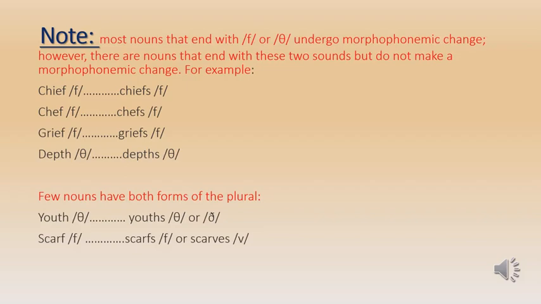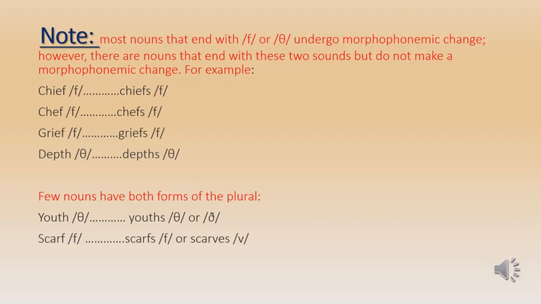In addition to that, few nouns have both forms of the plural, the regular plural and the morphophonemic plural. For example, the noun youth. Youth ends in th. We can make it plural in two ways. By following the regular plural, only adding the s plural without changing th into another sound. So we say youths with th, or by saying youths with dh, by changing th into dh, then we pronounce the word as youths.